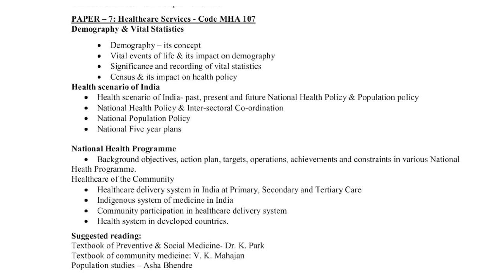At the central level, there are three main organizations. First one is the Union Ministry of Health and Family Welfare. Second one is the Directorate General of Health Services. Third one is the Central Council of Health.